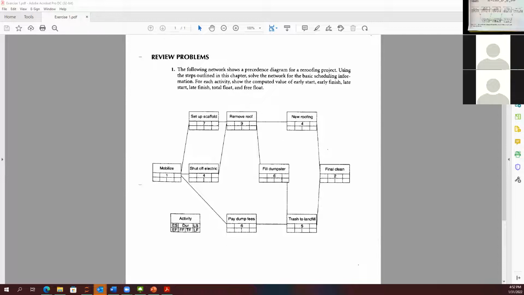Let me check one backward path. Let's check this one. Again, you can type in, but don't type into everybody, otherwise everybody will know the answer. I want everybody to try. Let's type in this one, shut off electric. What is the late start and the late finish? Two numbers, late start, late finish for this guy. After you finish, just chat to me.